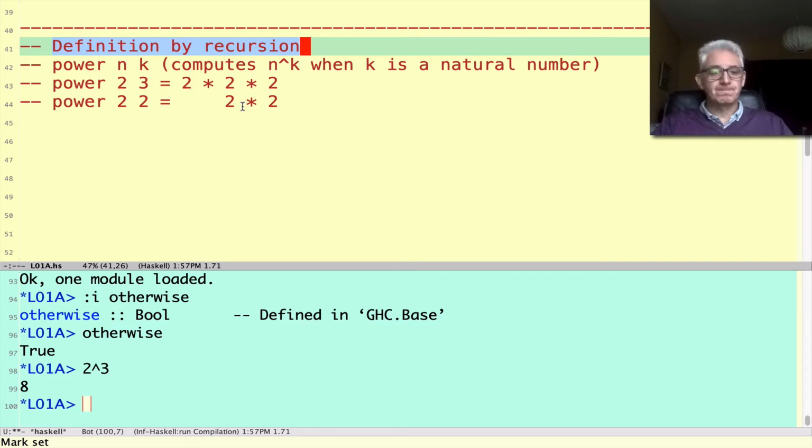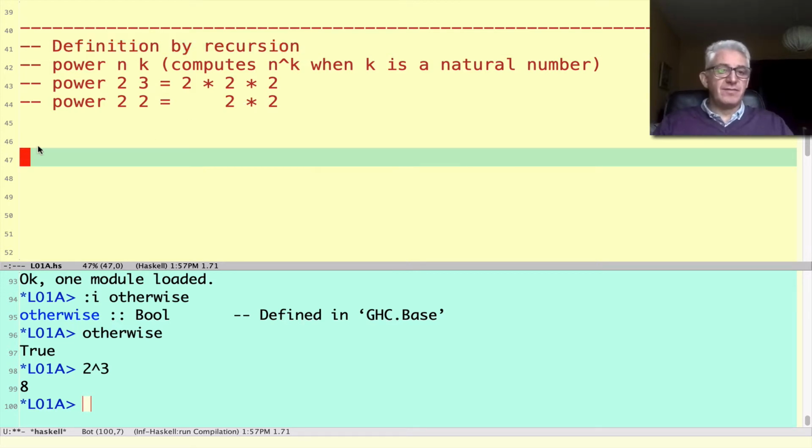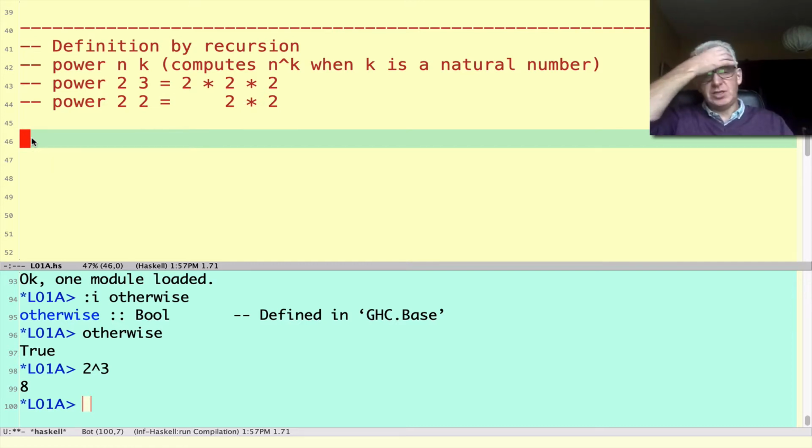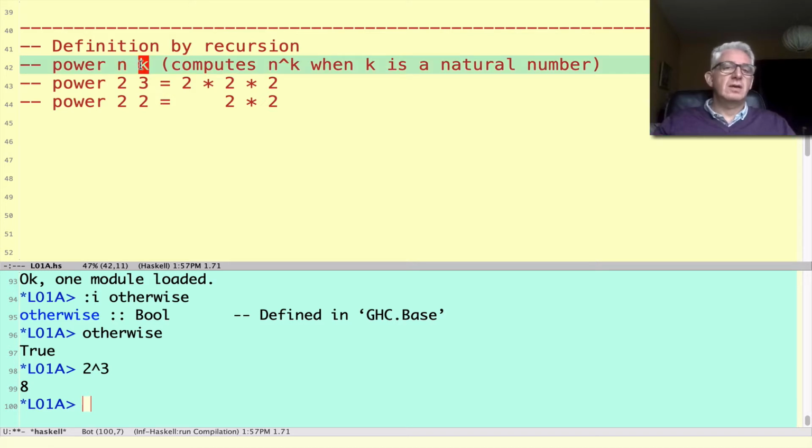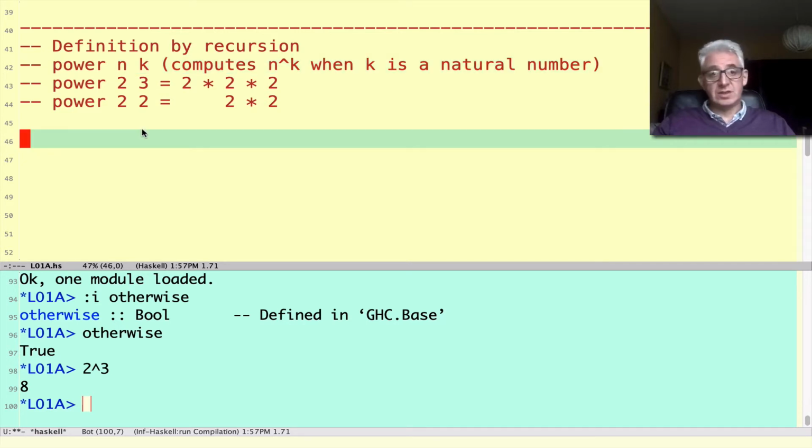So we're going to define the power function, and we're going to define this not for general exponentiation, but just for exponentiation of some integer to a natural number power. So this would be a positive integer. So we're not going to define it for all values. We're just going to keep this fairly simple. So let's start off by defining a couple of cases. We're going to define n to the power k, and we'll take the simplest case that we know, which is when k is equal to 0.